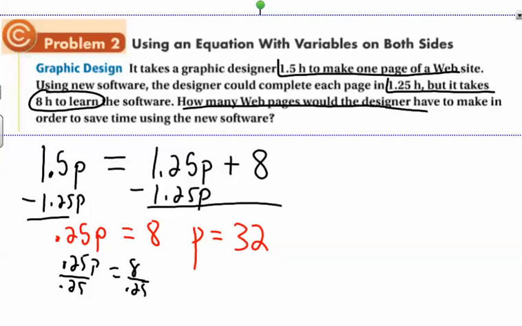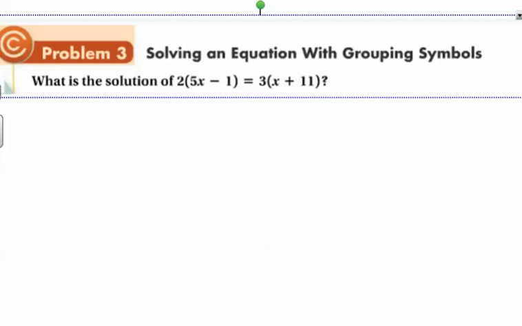For problem number 3. All right, this one's interesting because you have grouping symbols, parentheses. So really the only true way to do this is to dive right in, do 2 times 5x and 2 times negative 1. So 2 times 5x, that's 10x. And 2 times negative 1, that's negative 2. And then 3 times x, that's 3x. And 3 times 11, that's 33.